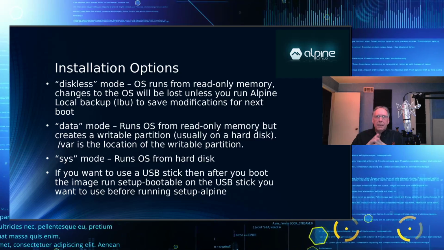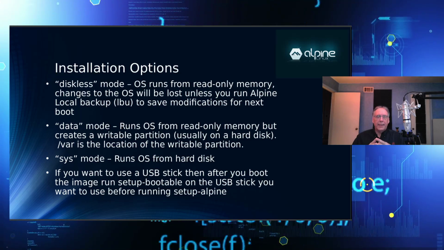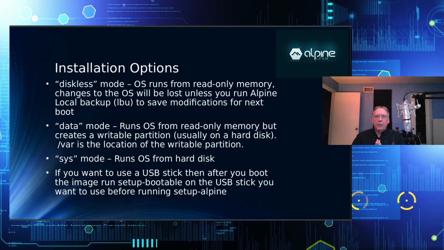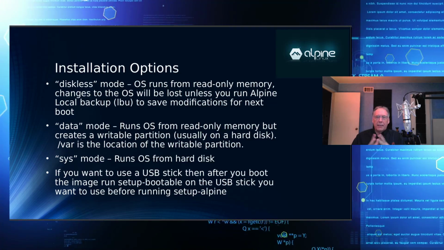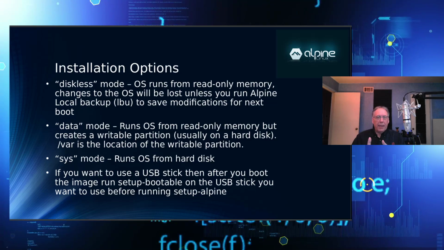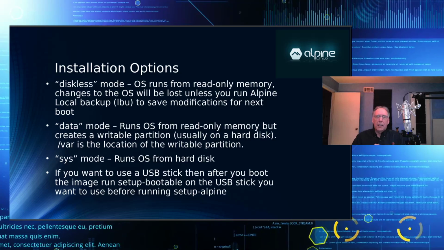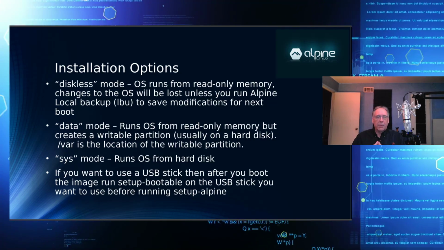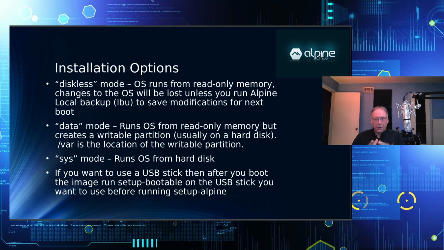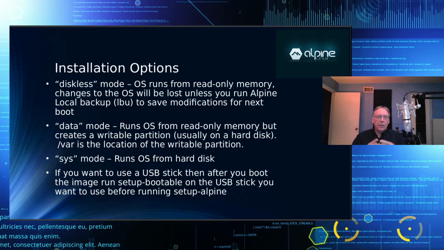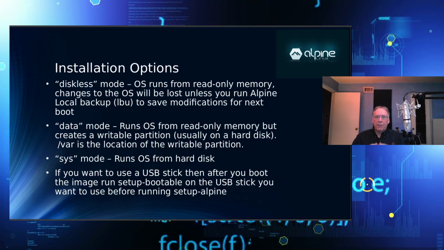As far as installation options, there's 3, and you choose this during the install. You can choose diskless, and that will allow you to run the operating system out of RAM, and that's a read-only version. So any changes you make to the file system get thrown away the next time you reboot. And that's pretty consistent with Docker as well, unless you create an external drive, a share, if you will, to be used to do that. But you can use the local backup utility, the LBU, and that will save the modifications to the next boot.